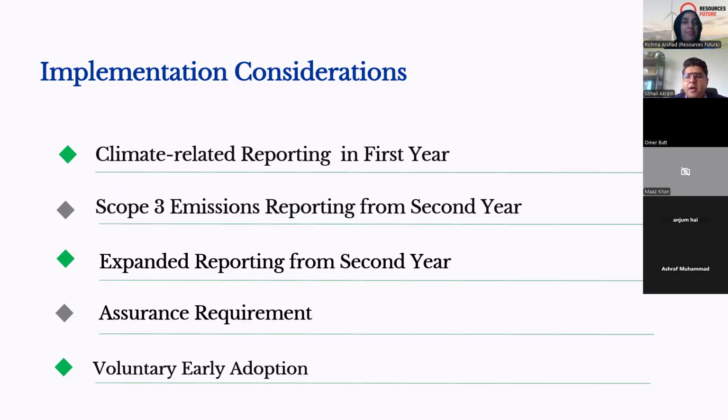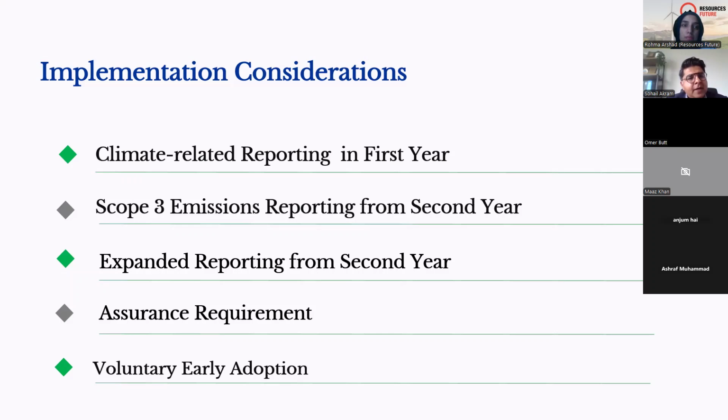So, for example, employee-related, our investments related, etc. These are within scope 3, and the entity is required in Pakistan, a company that is adopting or implementing the standard, from second year. They are required to disclose scope 3 emissions, and these are difficult to measure. So that's why transitional relief has been provided by SECP.